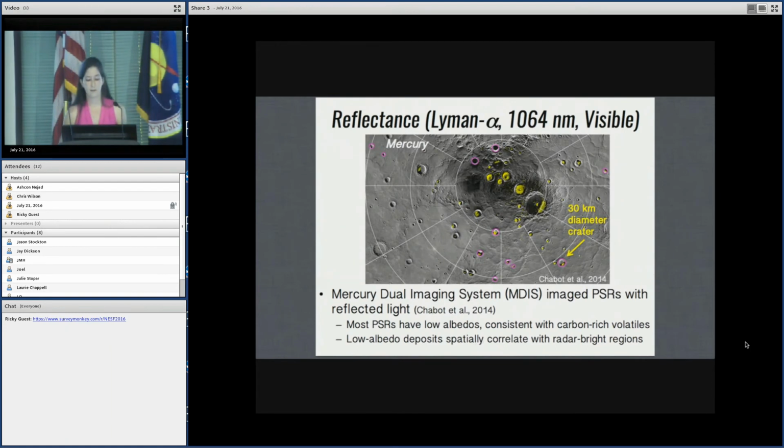And what's been really fun to work on is being able to actually see these low reflectance deposits in visible images as well. So I'm going to show an example of part of this campaign where we actually were able to image within the permanently shadowed regions using scattered sunlight from the rims and the walls of different craters. I'm going to zoom in to Berlioz crater here, which is approximately 30 kilometers across.